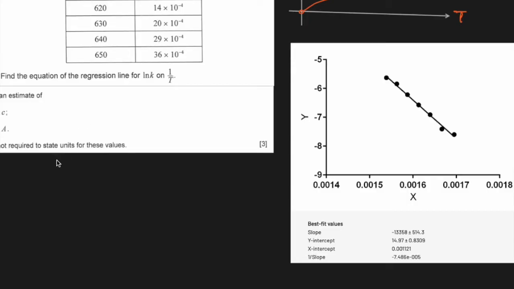So I'm taking the average one. So let me write it here. Slope, the equation was, what was that? ln k equal to minus c 1 over t plus ln a. So slope, this one is minus 13358. Okay, and the y-intercept, not x-intercept, y-intercept is 14.97.